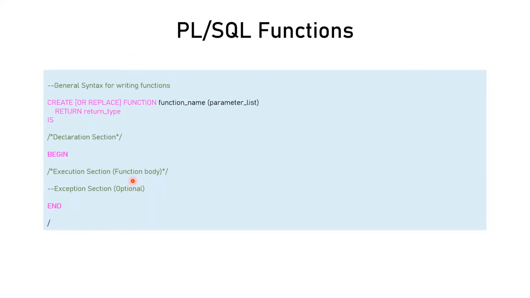Now, compare this function general syntax with the syntax of writing an anonymous block. The main difference, as you can see, is that there is no declare keyword in the function writing. So we do not have to use the declare keyword in the main body of the function. The declare keyword is only reserved for anonymous blocks. Okay, so let's use this syntax to write some PLSQL functions.